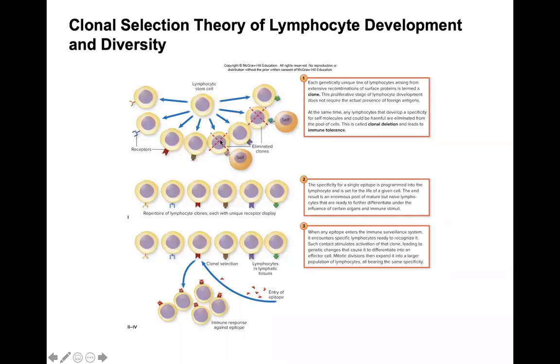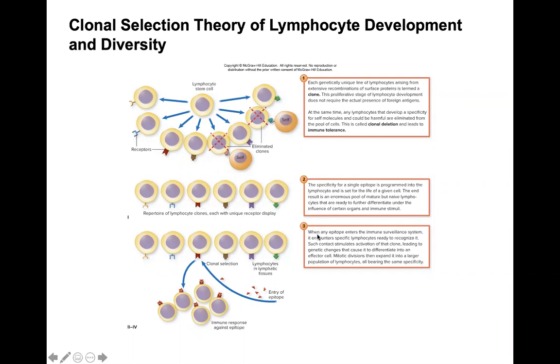This process of getting rid of the ones that could be harmful to you is called clonal deletion, and this leads to immune tolerance. Now what you see down here is the specificity for a single epitope is programmed into the lymphocyte and is set for the life of the given cell. The end result is an enormous pool of mature but naive lymphocytes that are ready to further differentiate under the influence of certain organs and immune stimuli. And if you look, the receptors that were formed, they're all different. They're all the same lymphocyte, but they're all different.